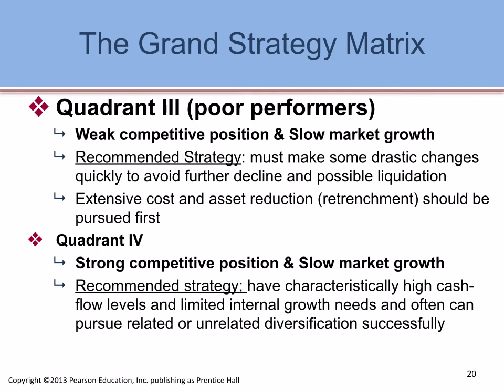In quadrant 3, we have organizations that compete in slow growth industries and also have a weak competitive position. So basically firms in quadrant 3 are poor performers. Not only do they have a weak competitive position in the sense that they're unable to compete effectively with rivals, they are in slow growth industries.